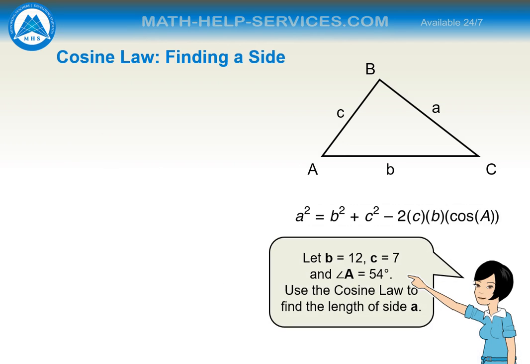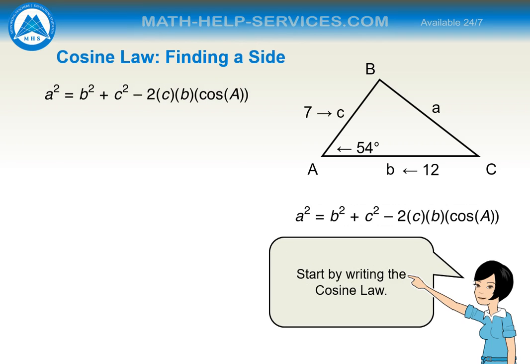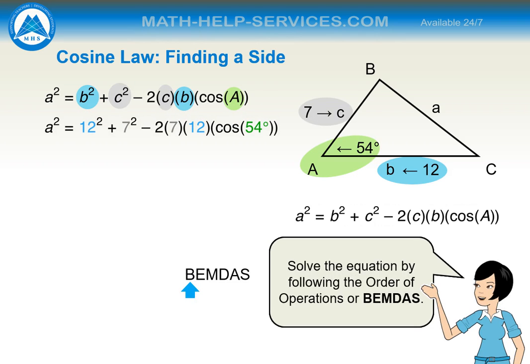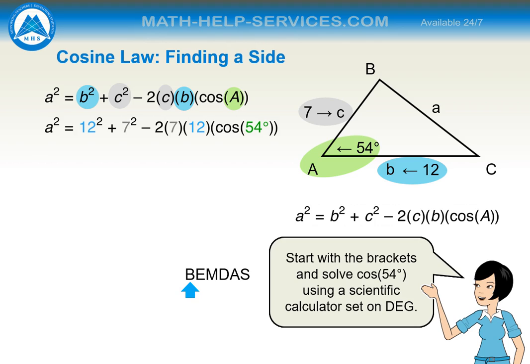Let's let B equal 12, C equal 7, and angle A equal 54 degrees. Use the cosine law to find the length of side A. Let's start by writing the cosine law. Substitute the given values for B, C, and A. Now solve the equation by following the order of operations, or BIMDAS. First, we start with what's inside the brackets. That's cosine of 54 degrees. We can use a scientific calculator set on degree mode. This is an irrational number, but we'll round to 3 decimal places.